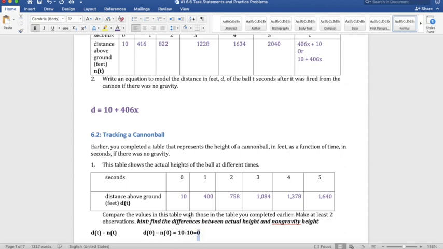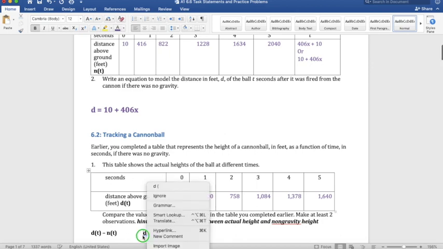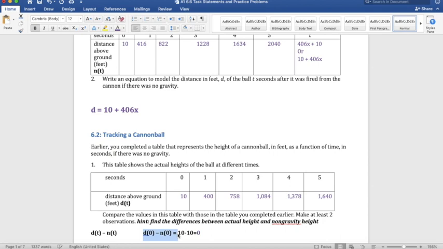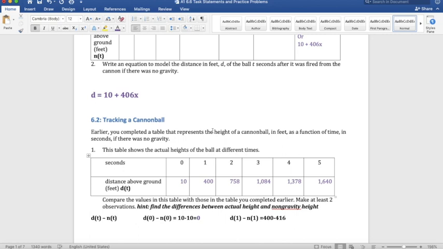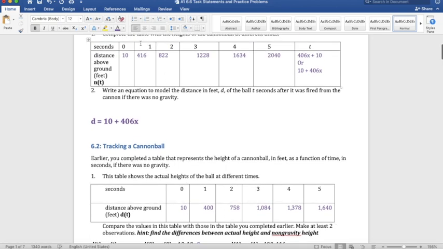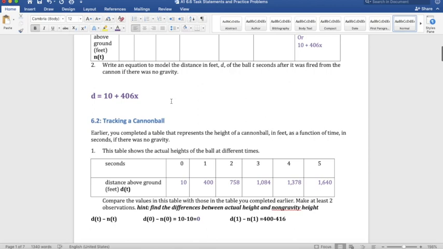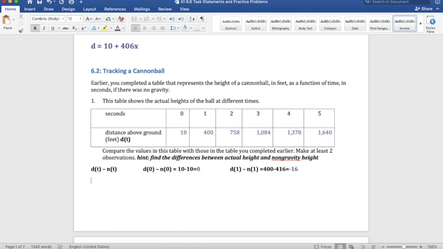So we got 0. I'll put that in purple, too. Same routine. I'm going to do the same thing for D of 1 and N of 1. So we got 400 minus 416. And notice I'm subtracting the actual minus the pretend. It's like residual plots. It's like the actual data point minus the predicted one. That was a flashback. So 400 minus 416, that gets us negative 16. Make that purple. And the same thing for D of 2, D of 3, D of 4, D of 5. And we're seeing if you notice a pattern, which you might notice, and you might not. It kind of relates to previous lessons of this pattern we're going to see.